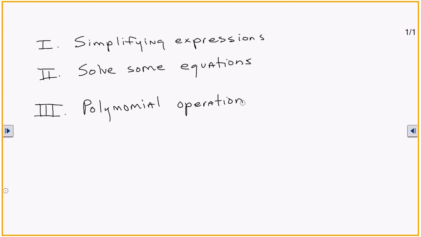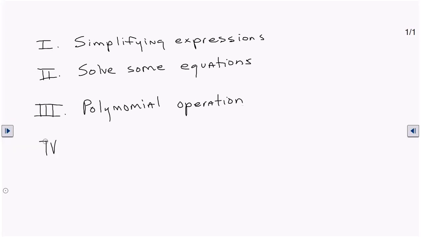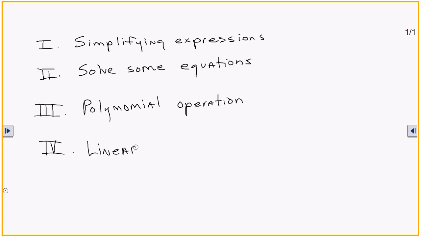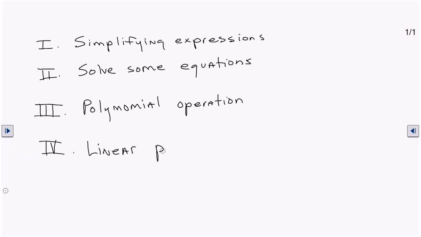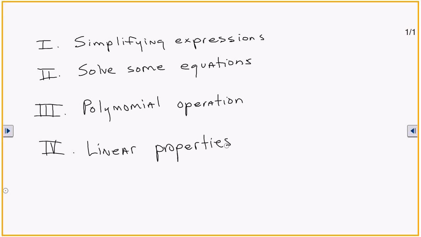And then four, we're going to talk about linear properties. Linear is basically graphing. We're going to talk a little bit about what is the general form of a line. And those are the four things we're going to be covering on this video. So this may be a pretty lengthy video because I'm covering, well, the first three things are related, and then the fourth thing, linear properties, is kind of a breakaway from the first three. So let's go ahead and get started.